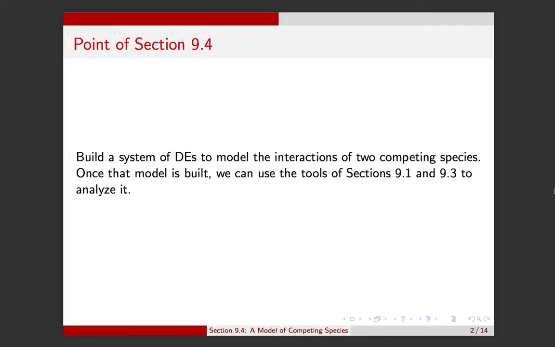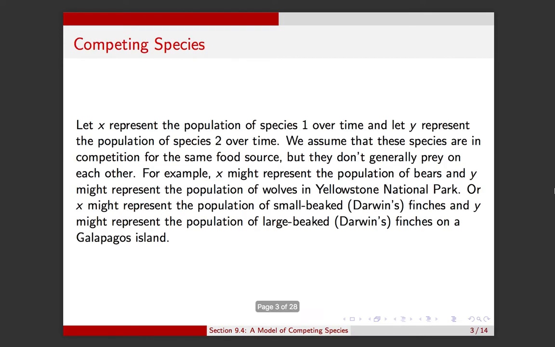The point of this section is to build a system of differential equations to model the interactions of two competing species. Once we have that model, we can analyze it using the tools from the previous sections from chapter 9. So let me start by giving you the general setup, what are competing species, and let me build the differential equations for you.